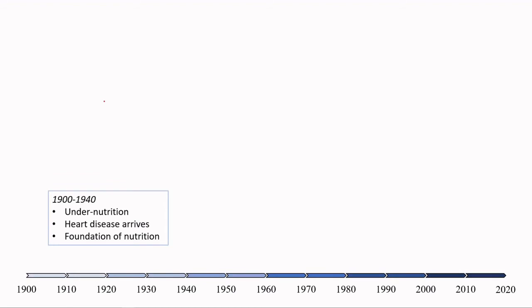The 1900s through 1940s could be described as a period of undernutrition with the tools to finally fight the diseases of nutritional deficiencies. Heart disease began to become more noticed clinically with the first publication of what would go on to become acute coronary syndrome in 1912. And finally, the USDA put in amazing work to lay the foundation of nutrition research.